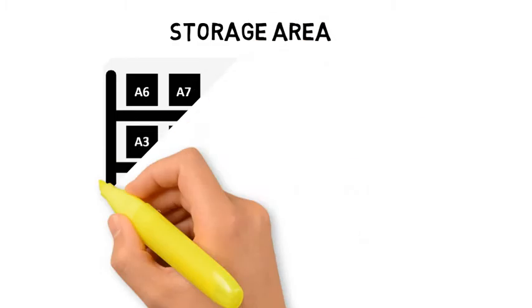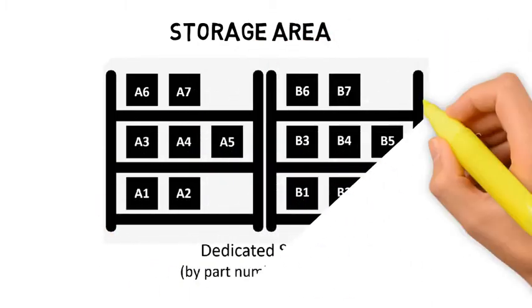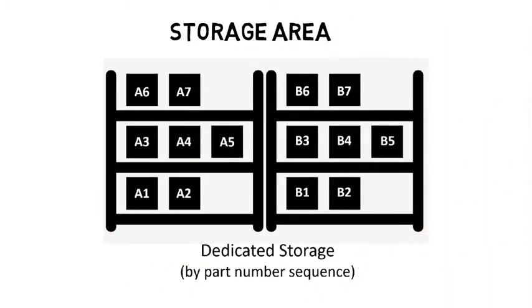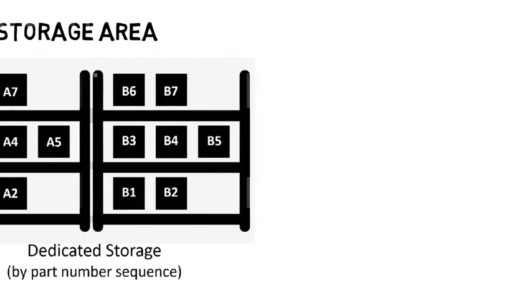For dedicated storage by part number sequence, products are stored according to alphanumerical order. This is quite common for the semiconductors industry and the spare part logistics industry. Dedicated storage can also be by product type.